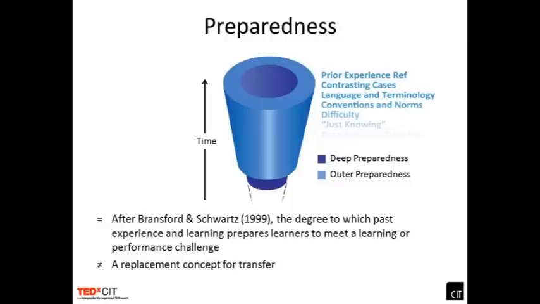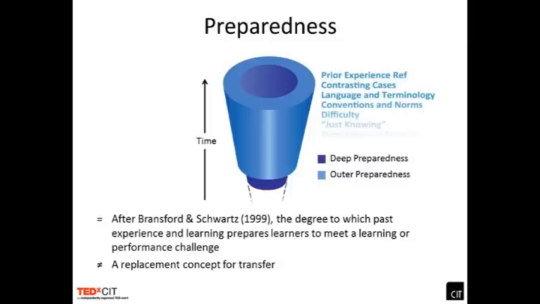So on the screen here, you see a kind of cone shape that's meant to represent the idea that preparedness is increasing constantly over time. Of course it's not. That's a simplification. Contained within it, the first-order codes or first-order behaviors that I included as part of it were things like an explicit reference to prior experience, a reference to contrasting cases, where somebody might say, well, it's a bit like this, but it's a bit like that.